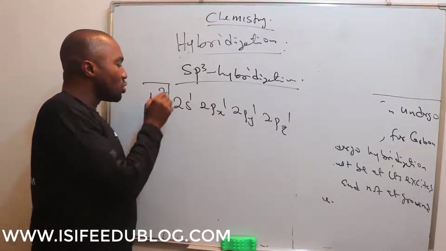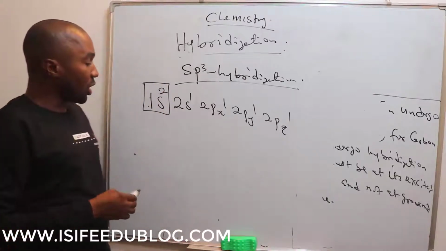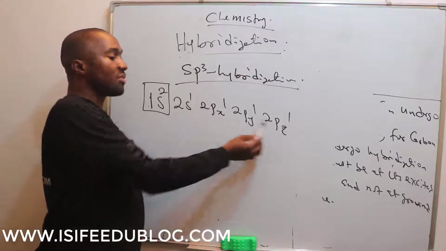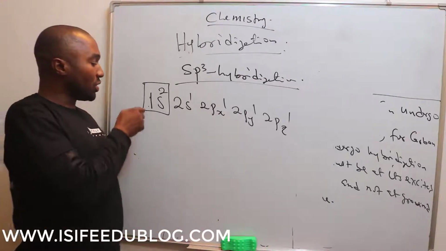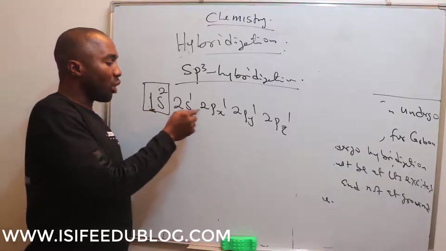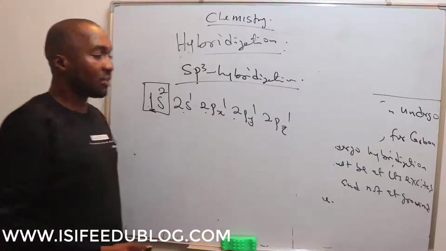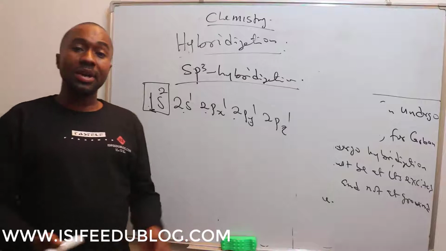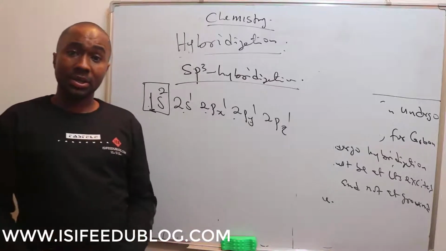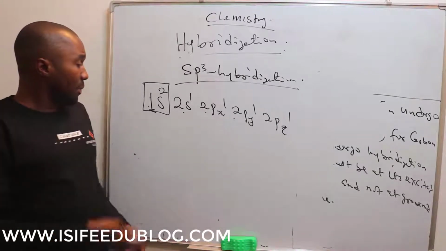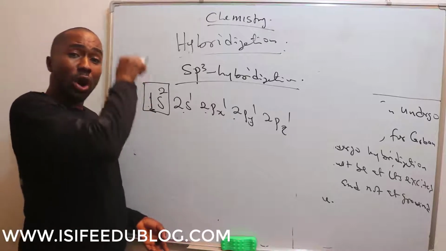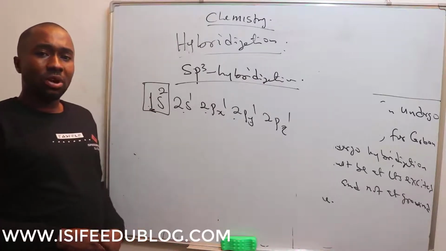The 1s orbital is not used for hybridization. The reason is because it is not in the same energy level with these ones. So this is in the first energy level, but these orbitals are in the second energy level. And since they are in the same energy level, they can blend to form a hybrid orbital. But this one is in the first energy level. It will not partake in the hybridization.